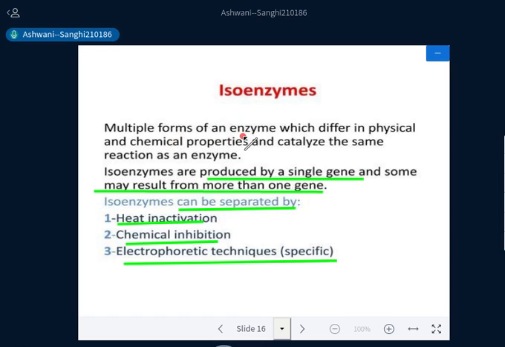Okay, so today we have discussed enzyme classification and cofactors, coenzyme and isoenzyme. Thank you.